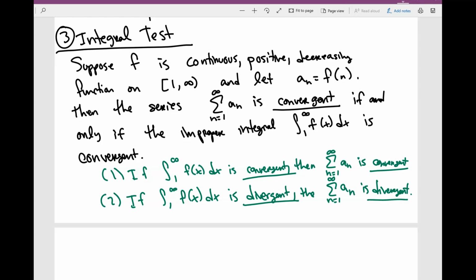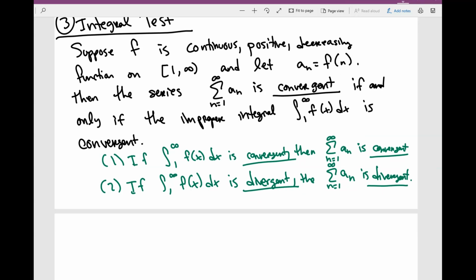Okay, so here are a couple things. This is what the integral test does. All I've got to do is take the integral of the function with x, and then if it goes to a number, it's convergent. If it doesn't, then it's divergent.